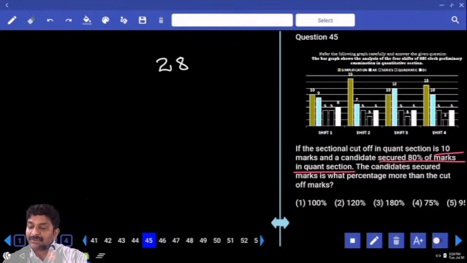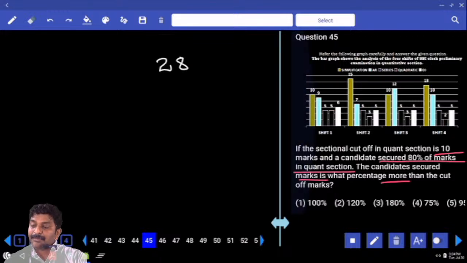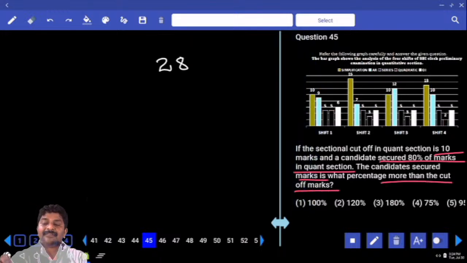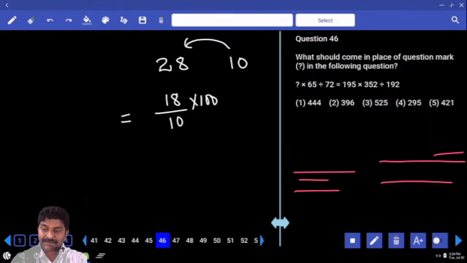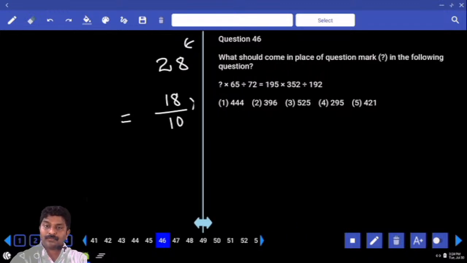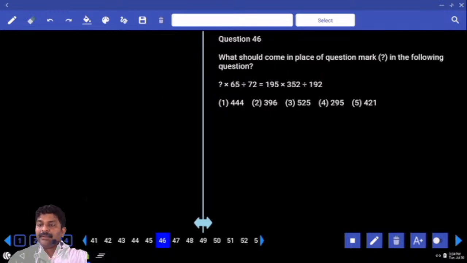Now, the candidate's secured marks is what percentage more than the cutoff mark? What was the cutoff mark? How many marks did he score extra? 18 upon 10 percentage into 100. Answer 180. Right.